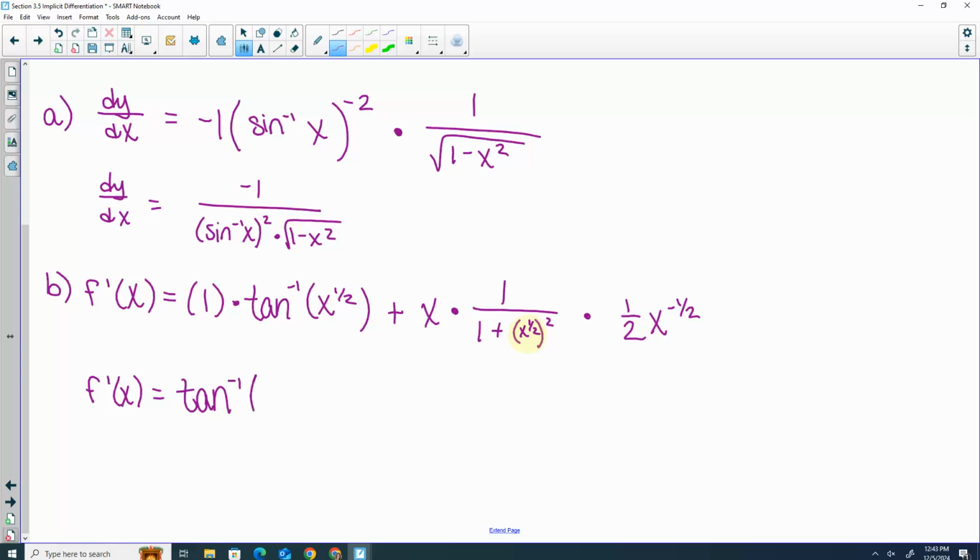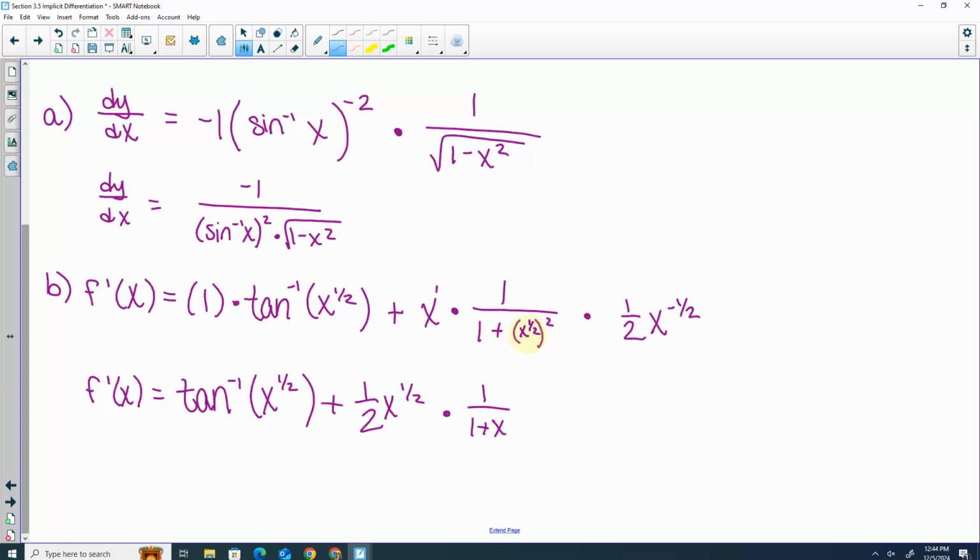Tangent inverse of x to the 1/2 plus, if I take x times 1/2 x to the -1/2, that gives me 1/2 x to the 1/2. And that just gives you 1 plus 1 over x, right? You add exponents when you multiply. With a power to a power, we multiply them. No, I mean with the other x's. Yes, we add the 1 and the -1/2. Here, x to the 1/2 squared is just x.